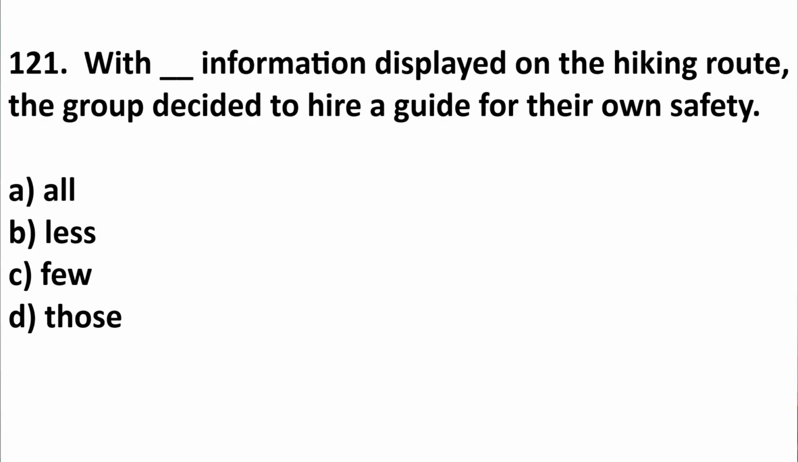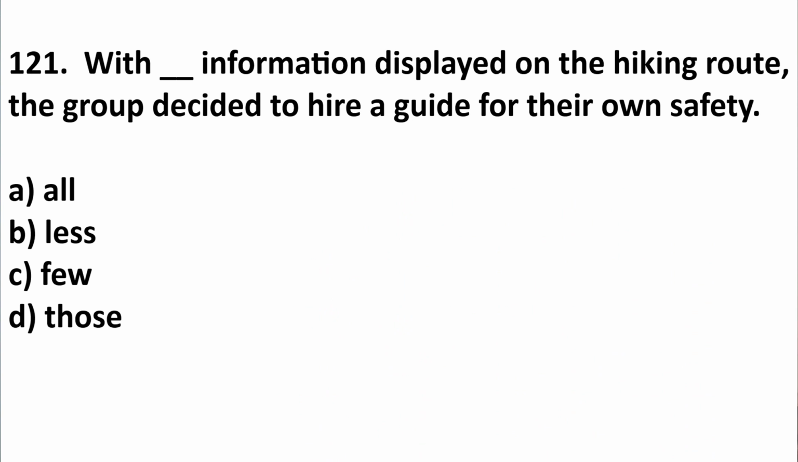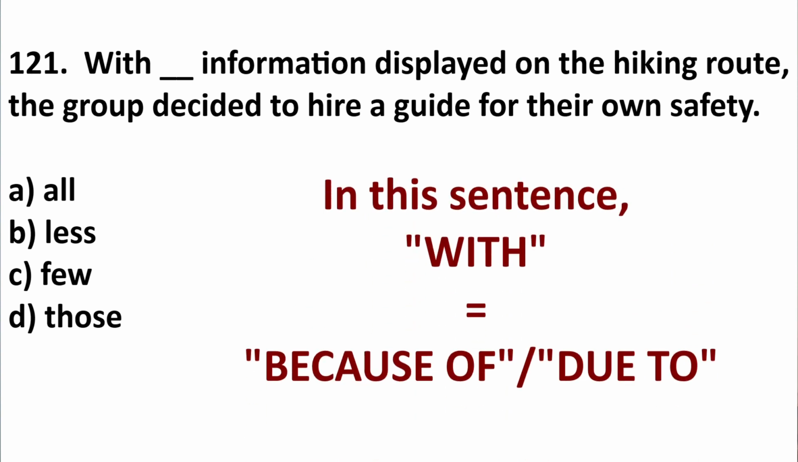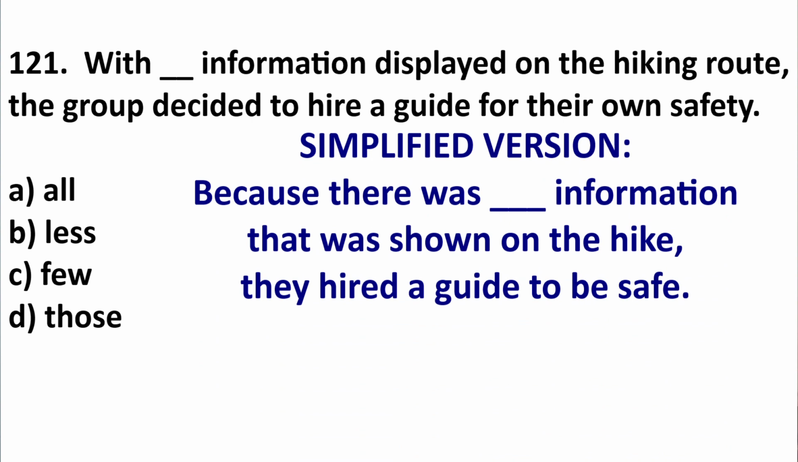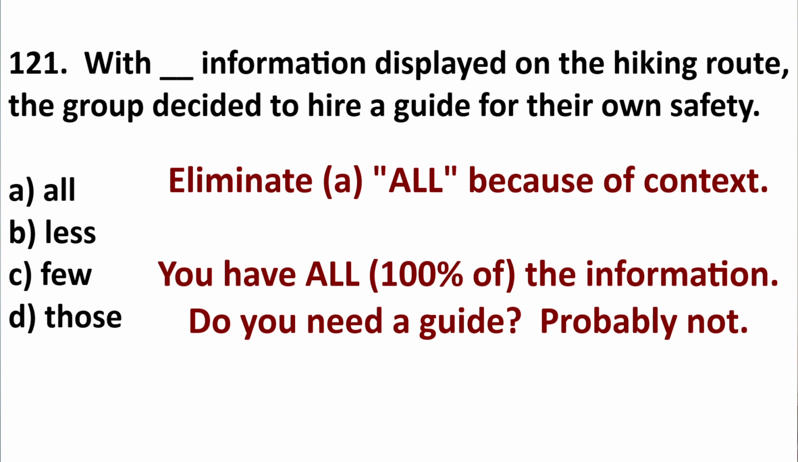121. To get this answer, you need grammar and context. First, read the whole sentence to get the idea. Now, with in this sentence is being used as because of or because. So to simplify, we could say because there was blank information that was shown on the hike, they hired a guide to be safe. First, eliminate based on context.